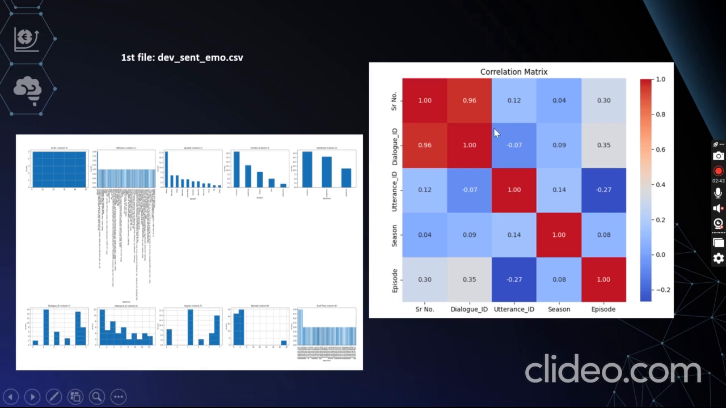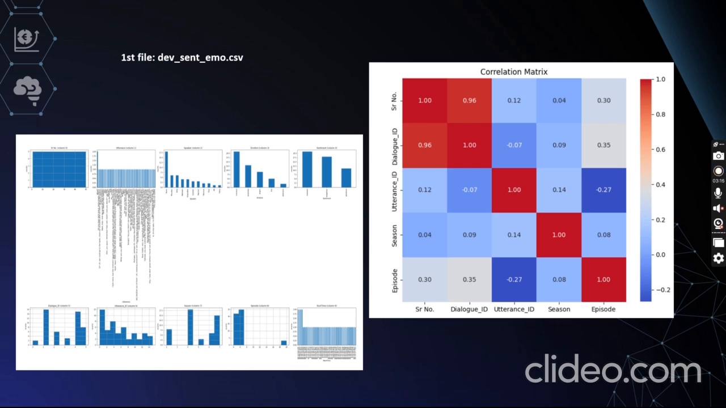And looking at this correlation matrix, we can see that between the serial number and the dialogue ID, we are getting a correlation of 0.96. It is a very strong positive correlation. The serial number, the index, actually progresses almost linearly with the dialogue ID. This suggests data is sequentially ordered by dialogues.